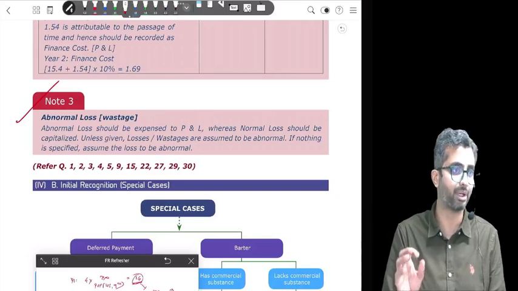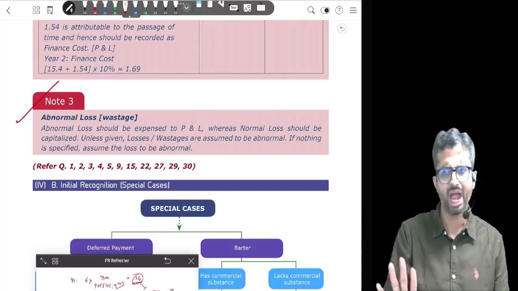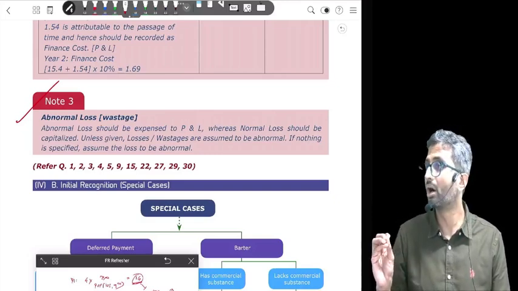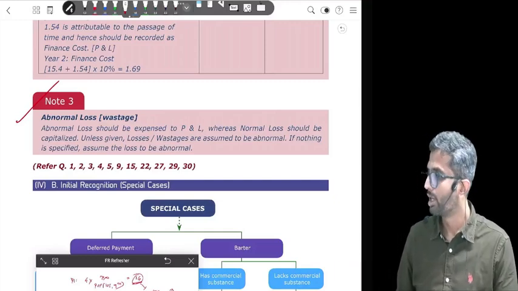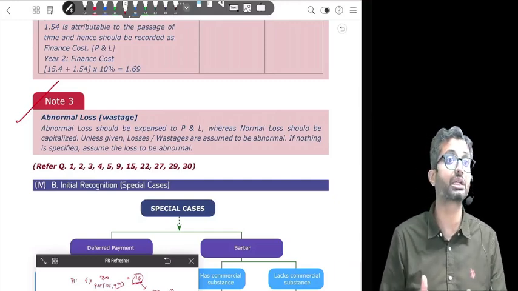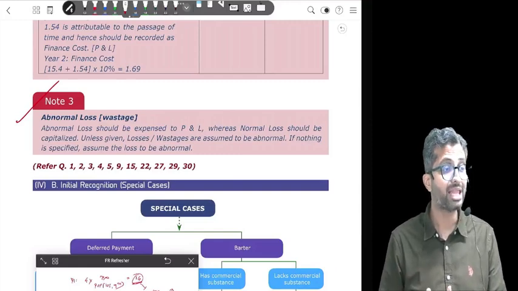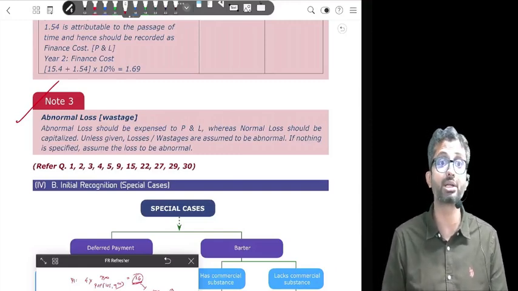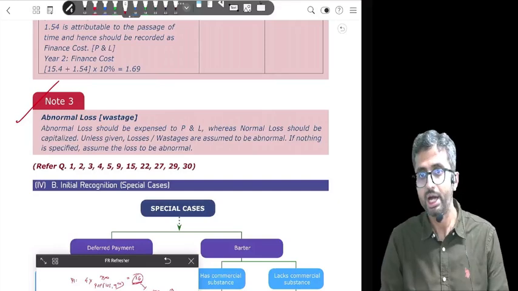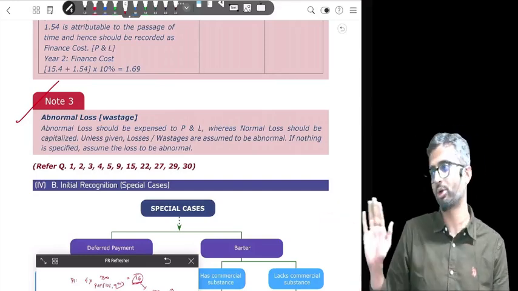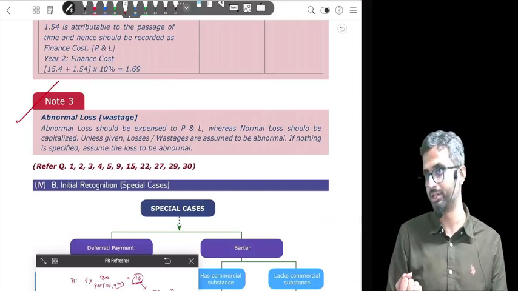Whatever you do, it will happen. So normal loss, what do you do? Add it to the cost. But abnormal loss, what do you do? Take it to P&L. So if you are constructing, let us say, an asset, and there was a flood which was abnormal in nature, because of which there was some damage, that damage will be taken to the profit and loss account because it is abnormal in nature.